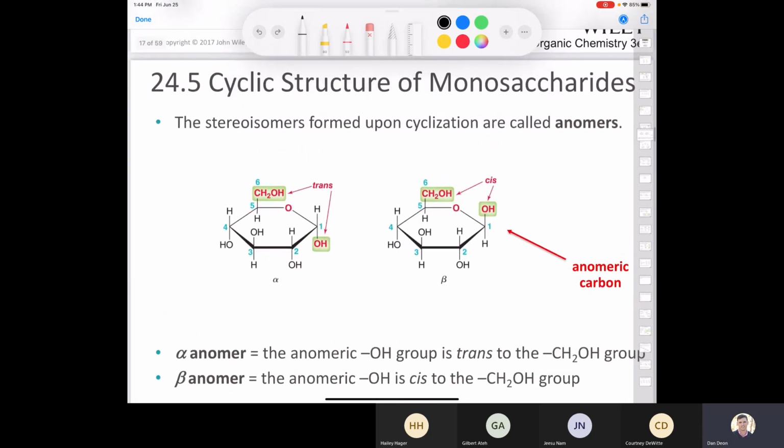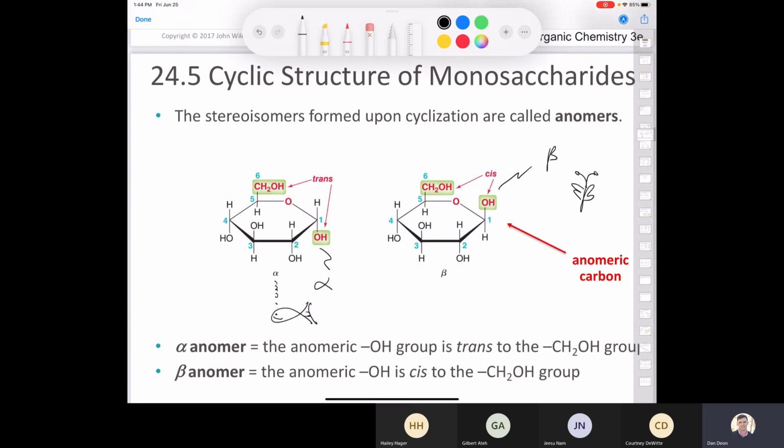Okay? If it's pointing down, this is called the alpha position. You can think of that as like alpha looks like a fish, okay? And fish live under the water, so you think alpha is going down. And then if it's pointing up, we call that the beta position. You can take a beta and you can make a butterfly, and butterflies live up. They live up in the sky. And that carbon 1 of that pyranose ring, we call that the anomeric carbon. Very important in carbohydrate chemistry, the anomeric carbon.